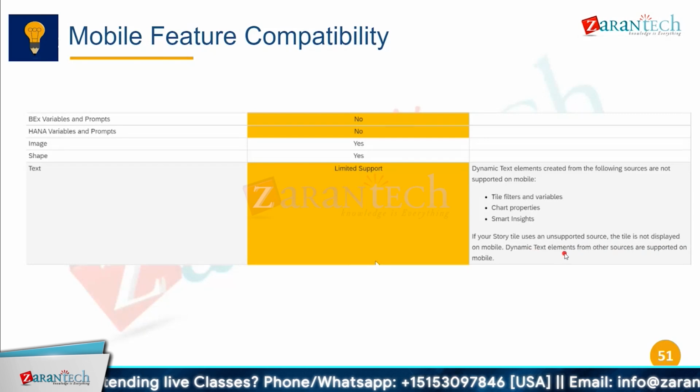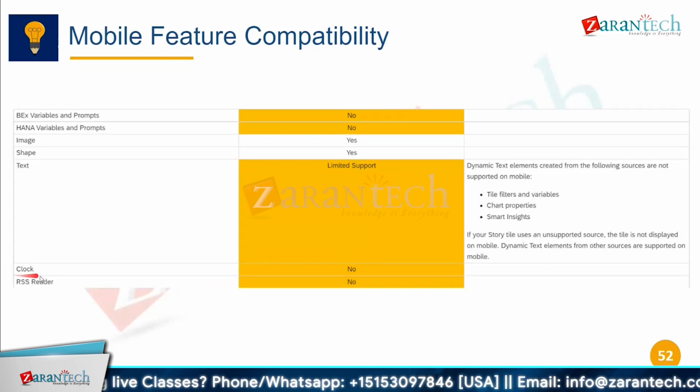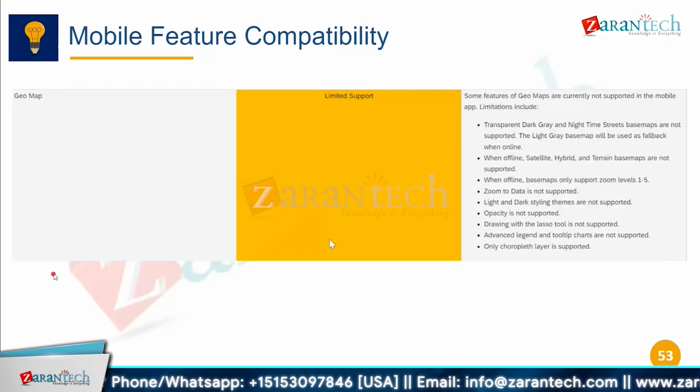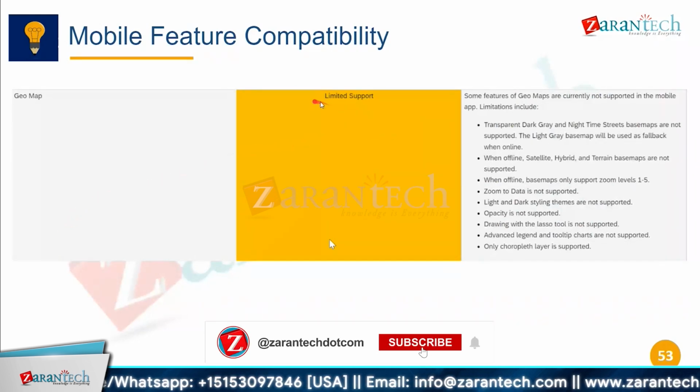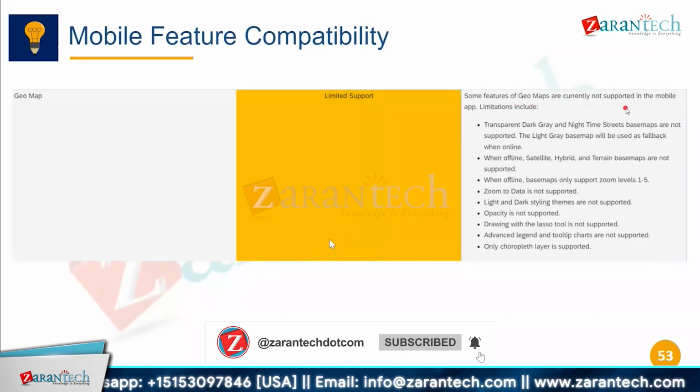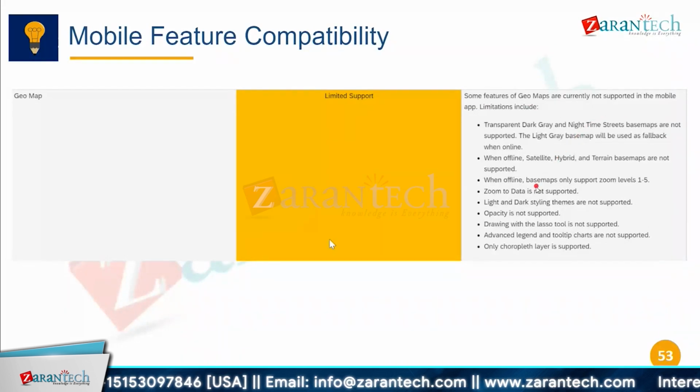So there are certain sources that are not supported. Then we have the clock, that's also not supported. RSS reader not supported. Then GeoMap, as I said, there is some limited support. So some of the features of GeoMap are not currently supported in mobile devices, like if you use the transparent dark gray or night theme base maps.